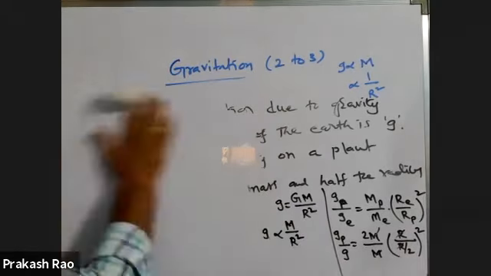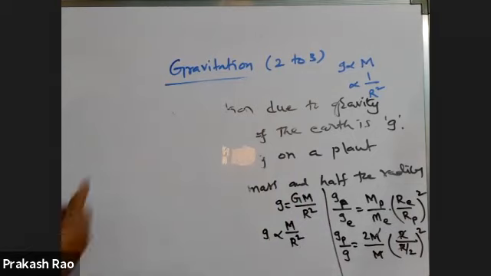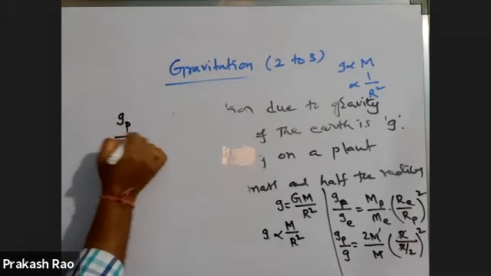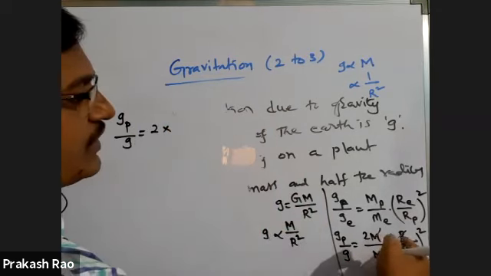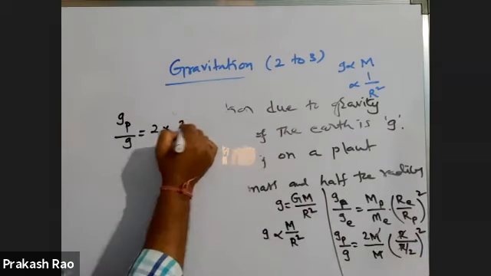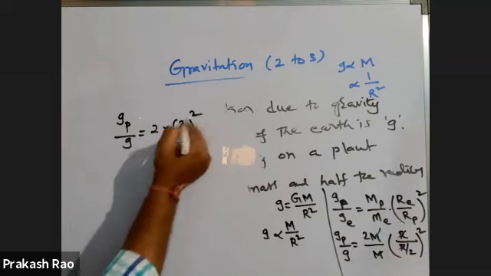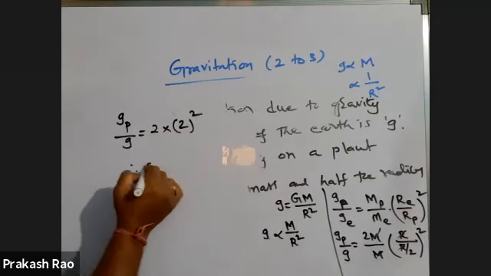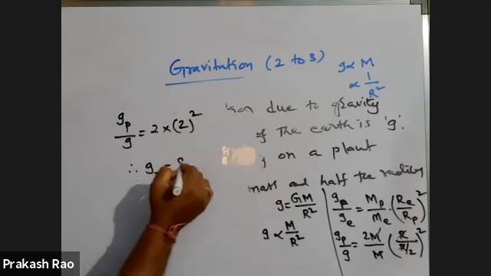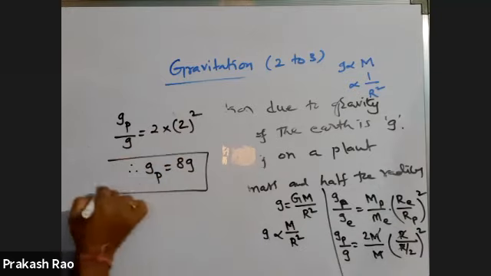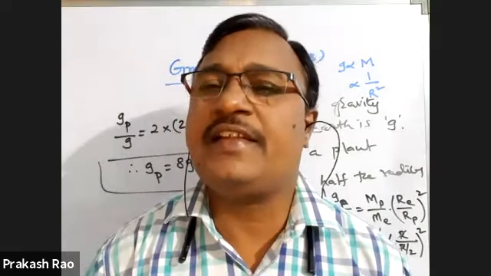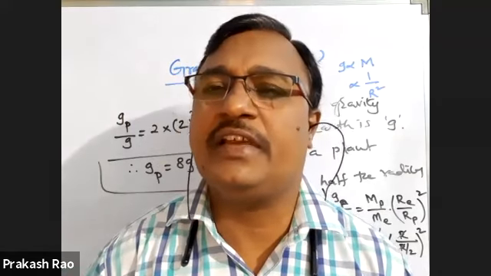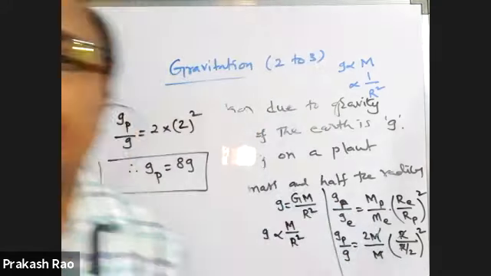finally you will get gp by g is equal to 1 by 2, and here 2 square you will get. 2 square means 4, so 4 times 2 is 8. Therefore gp is equal to 8g, means on that planet the gravity is 8 times that on the surface of the earth. Please note down, my dear students.